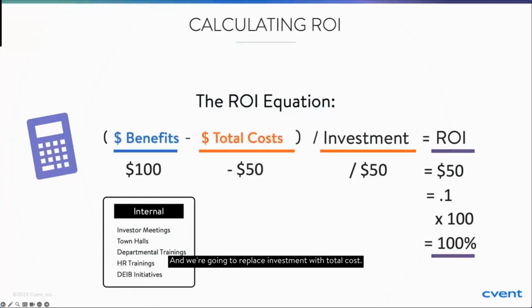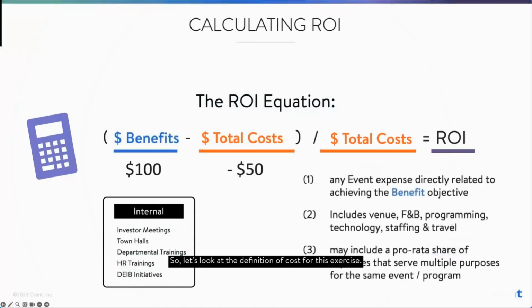Or we're going to replace investment with total cost. The rest of the equation is exactly the same. The benefits from our program minus total cost divided by total cost is ROI. That's our basic ROI formula. So let's look at the definition of costs for this exercise.